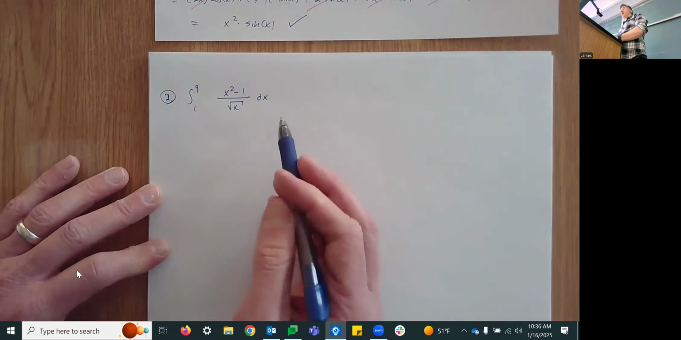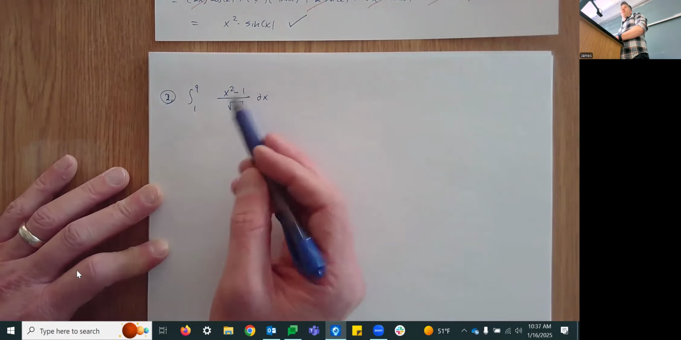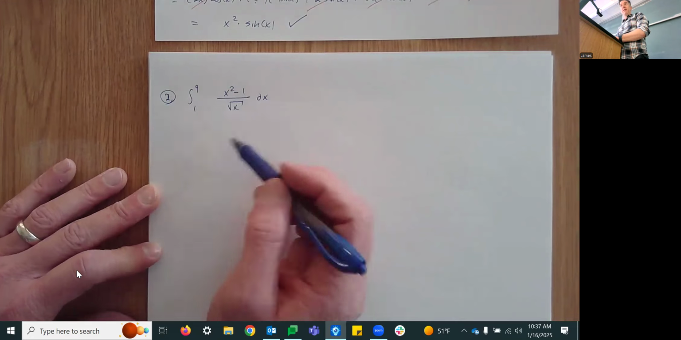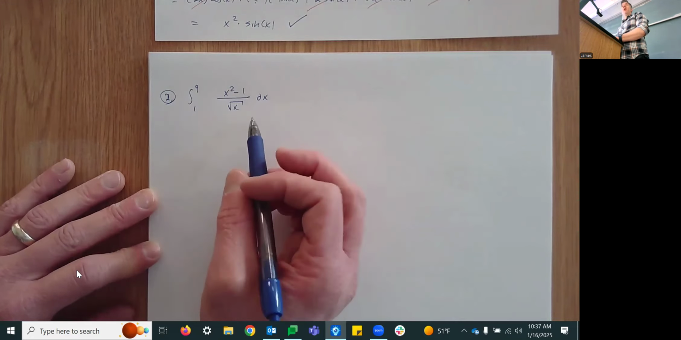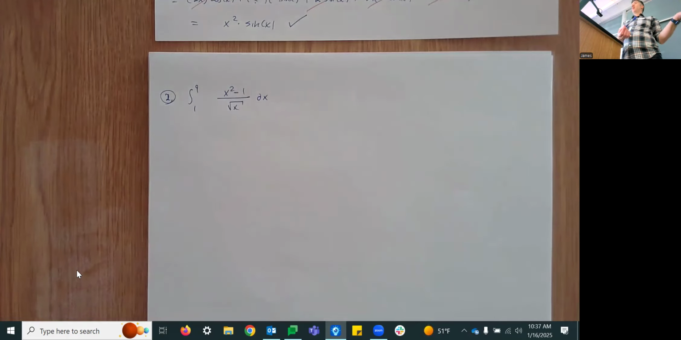I'll point out that unlike the problem I mentioned in class the other day, this one's totally fine, right? We don't have any place where this function's undefined, so it's totally good to go forward. And this is something that's going to be true a lot. It's often a good idea, or in our best interest, to simplify the integrand, the thing we're integrating, before trying to actually find its antiderivative.